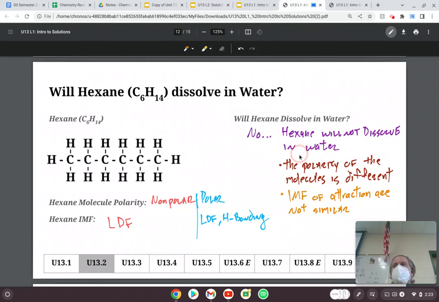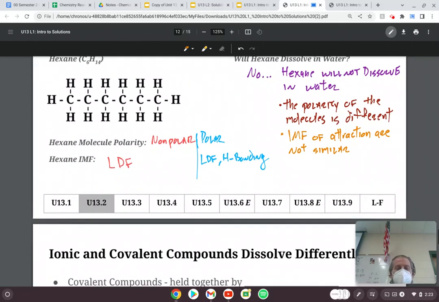So again, going back to the water and the sugar: like dissolves like, polar and polar. The hexane in the water, unlike does not dissolve unlike, so nonpolar and polar. So those are some things to consider.